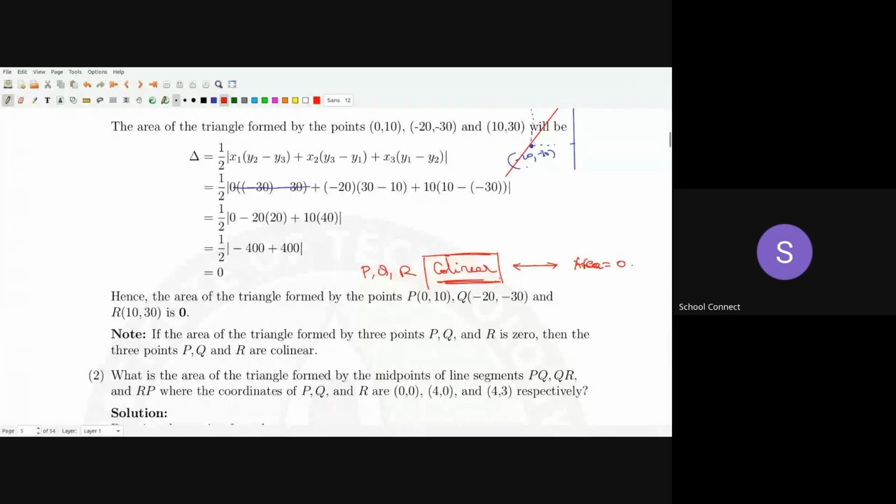What the question is saying is, we have been given points P, Q, R, but we don't want the area of the triangle PQR. Instead, PQ will have a midpoint, QR will have a midpoint, and RP will also have a midpoint. Now take those 3 midpoints. Those are the 3 points, and we compute the area of the triangle formed by the midpoints.